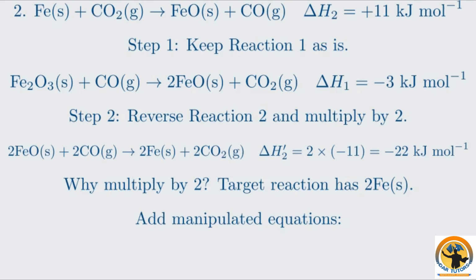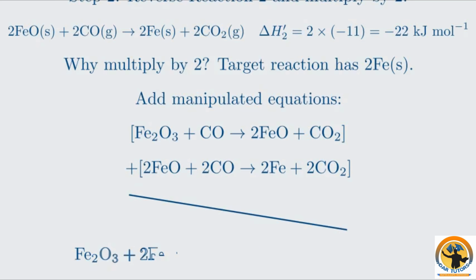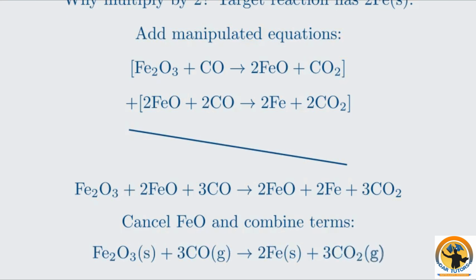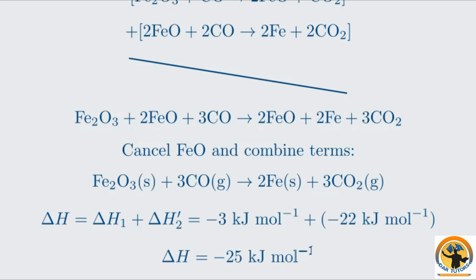The reactants are iron(III) oxide, 1 CO, 2 FeO, and 2 more CO. The products are 2 FeO, 1 CO2, 2 Fe, and 2 more CO2. Iron(II) oxide cancels from both sides, and we combine the carbon monoxide and carbon dioxide terms. We have our target equation. So we add the enthalpy changes. 3 plus 22, which gives a total enthalpy change of negative 25 kilojoules per mole.